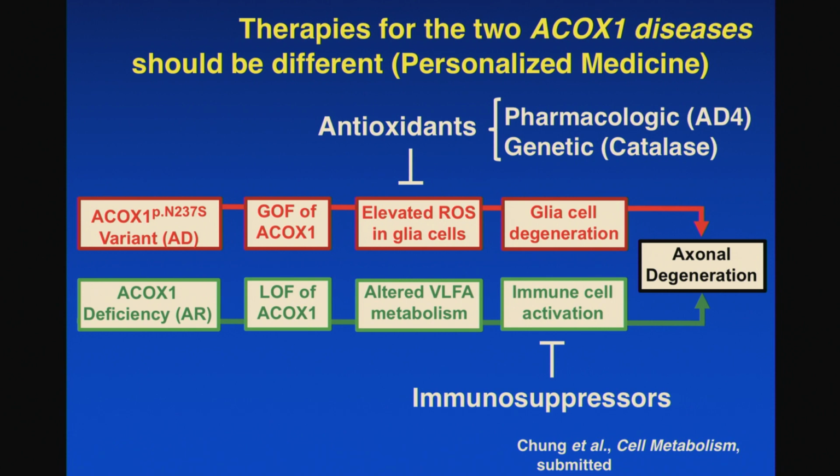In the deficiency or the loss of function, you elevate the very long-chain fatty acids and get a very different disease because those very long-chain fatty acids get incorporated in the membranes of the cells. And these cells become recognized as foreign through the immune system, and there is a strong T-cell immune-initiated reaction, and that leads to an autoimmune disease, and therefore the treatment for that is very different, but in both cases you end up with an axonal degeneration.